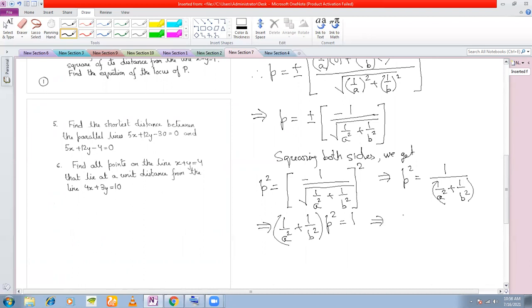That means you get 1 by A square plus 1 by B square is equal to 1 by P square, which is the required proof. Clear with this problem? Yes, sir. Okay. Then we move on to the next problem.